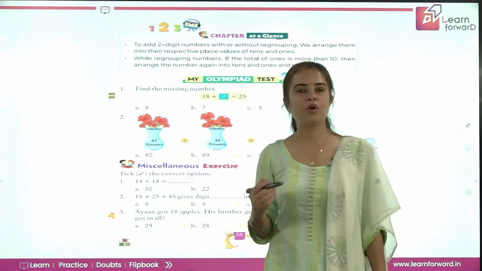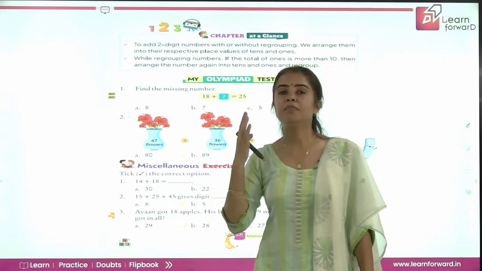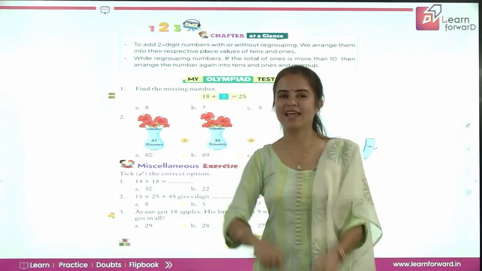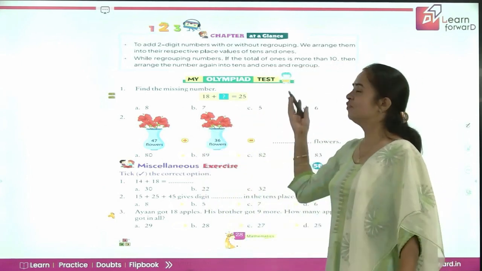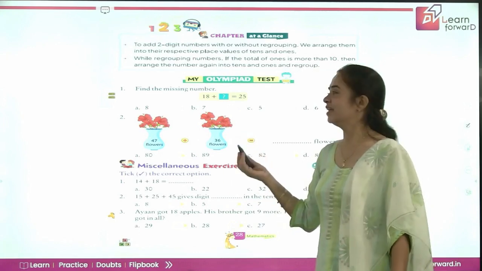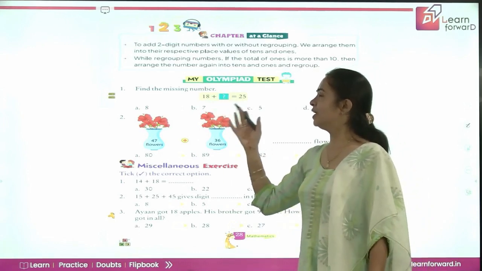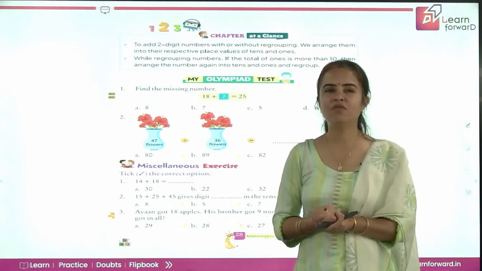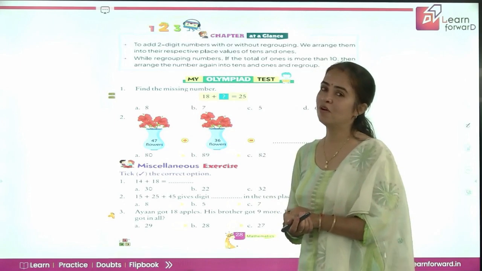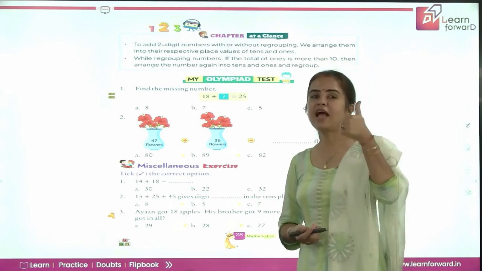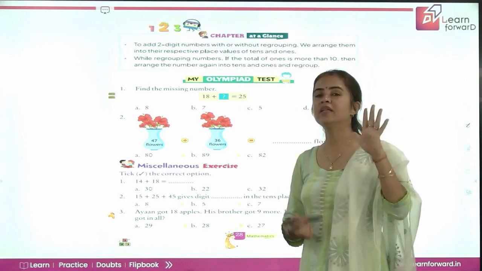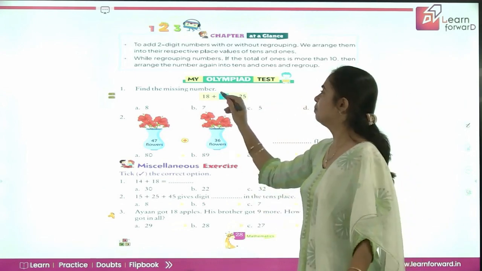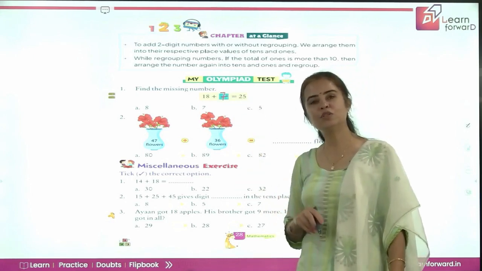And one more important thing is when you are adding, make sure to put which sign? The plus sign. Yes. Okay. Fine. So, we have the Olympiad test here. Find the missing number. 18 plus how much will give you 25? Can you just count ahead and tell fast? Yes, perfect. If you go ahead, 18, 19, 20, 21, 22, 23, 24, 25. So how many more? 7. So 18 plus 7 will give you 25.